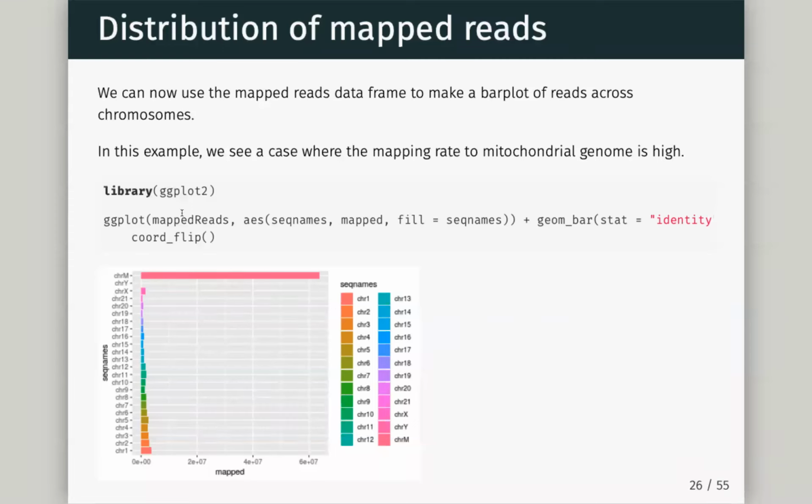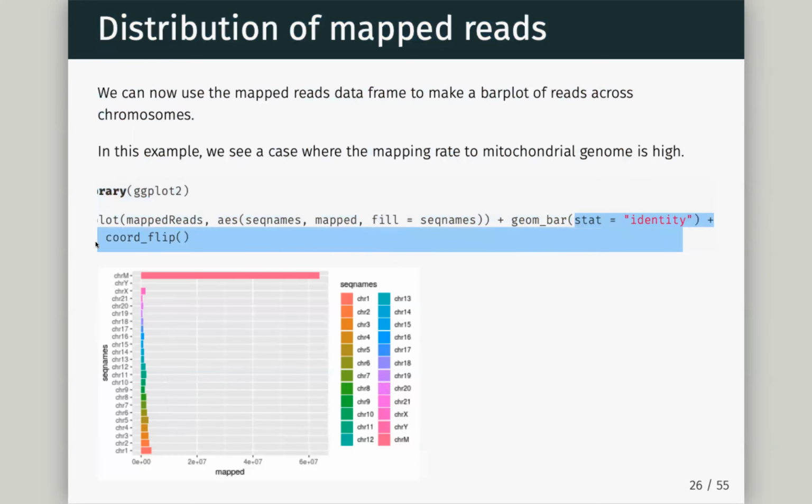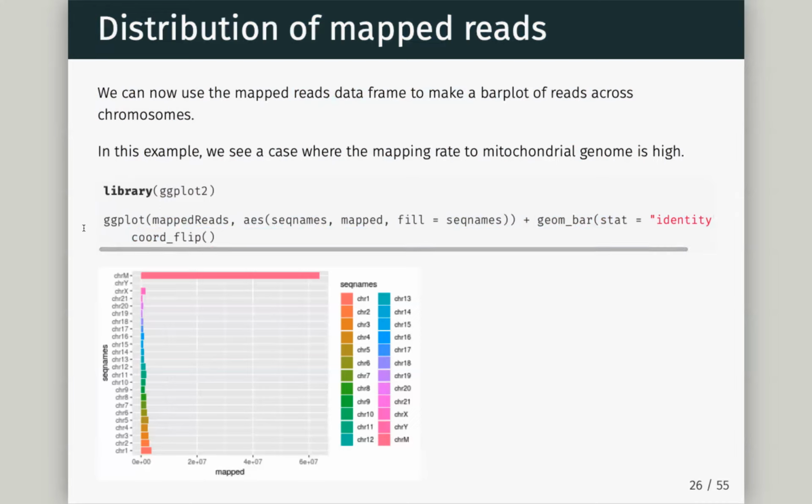So if I do library ggplot, I'll do ggplot of mapped reads, rows here will be the seqnames, the chromosomes, and the number of mapped reads. I'll fill them in by the chromosome name. We'll do geom_bar, but I'm not asking it to calculate the size of the bar, so it's stat equals identity, and then I'll just do coord_flip, which just rotates the plot 90 degrees. And already we can see something really weird.